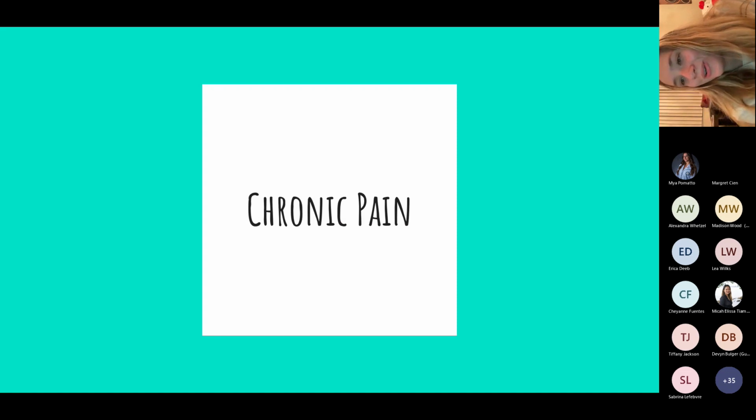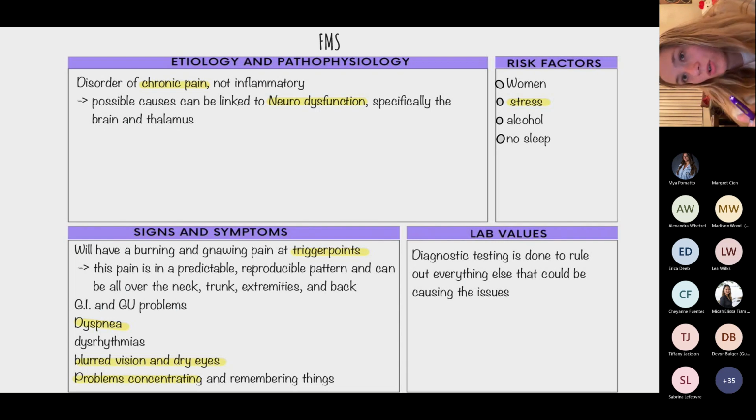And now we have our chronic pain, also known as fibromyalgia syndrome. This is a chronic pain issue, but it's not inflammatory. It's not because someone's swelling somewhere and it's releasing the pain receptors along the inflammatory pathways. It's linked to neurodysfunction. There are a couple of different risk factors: stress, alcohol, no sleep, viral infections, things like that can put someone at risk for fibromyalgia syndrome. But unfortunately, we don't know too much about this. So diagnostically, we just rule out everything else.